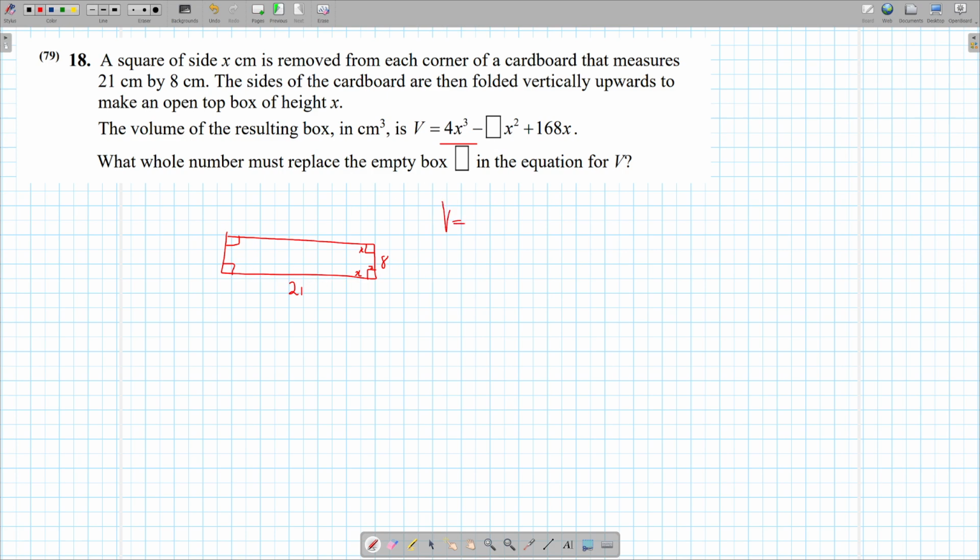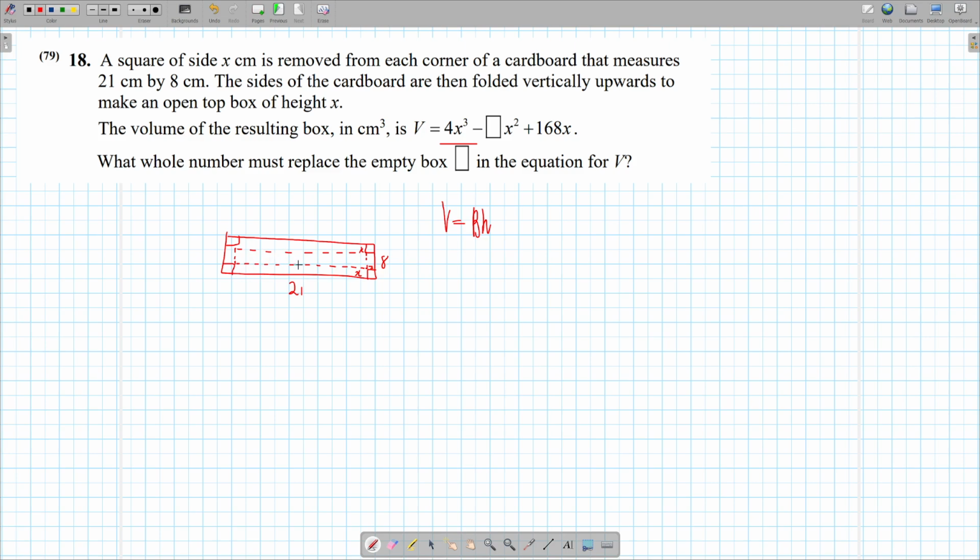You guys know volume is equal to area of base times height, right? The area of a base is going to be what? It's going to be a rectangle, this rectangle over here, right? Because this side is going to be folded up, this side, this edge, this edge here is going to be folded up. You get what I mean. So this is going to be our base.